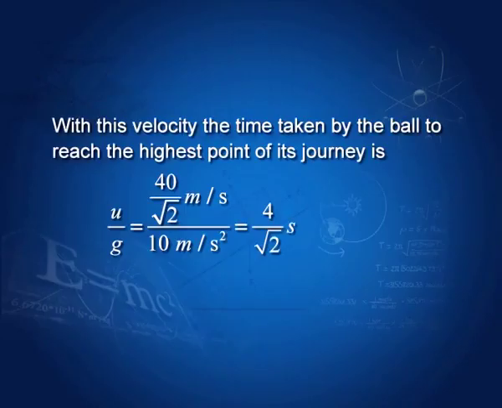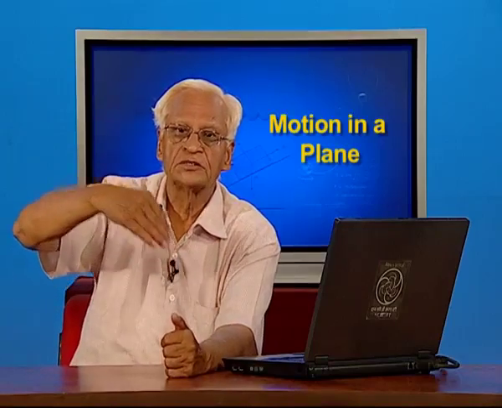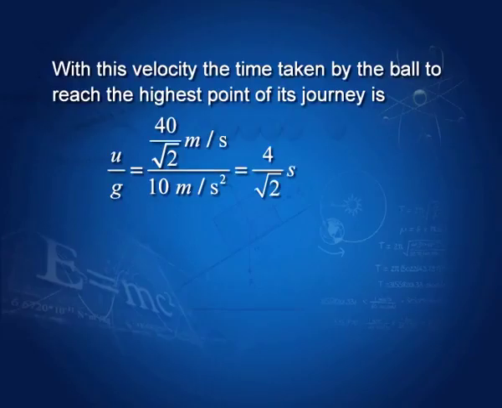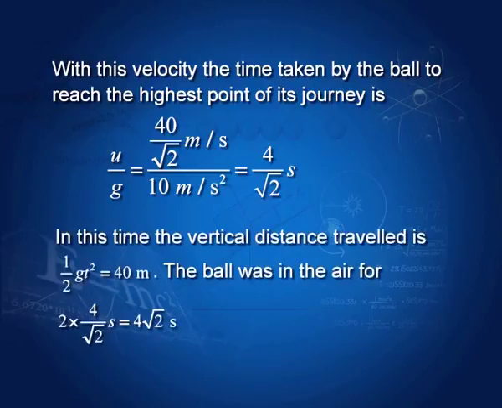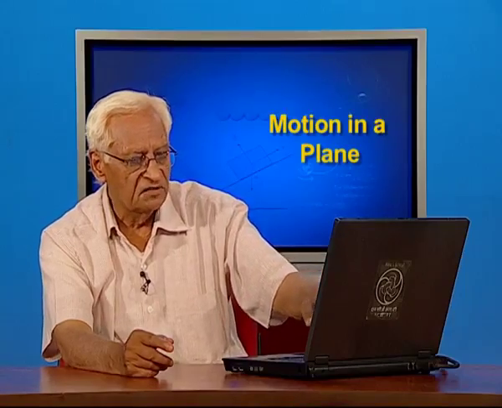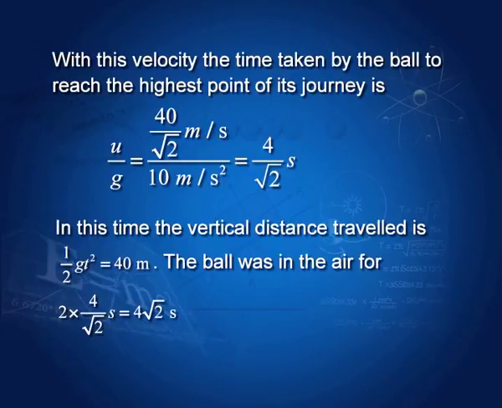With this velocity, the time taken by the ball to reach the highest point of its journey is u by g, and that time is 4 by root 2 seconds. 4 by root 2 seconds to come down also. So, the total time would be twice into 4 by root 2. The ball in the air, therefore, stays for 4 times root 2 seconds, and the vertical distance travelled, again you can find from half g t square, and that is equal to 40 meters.